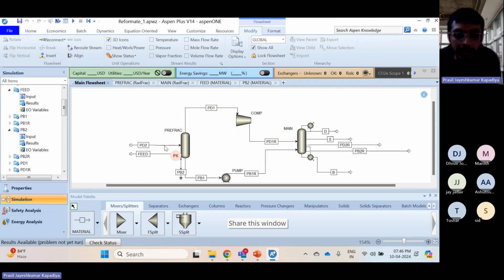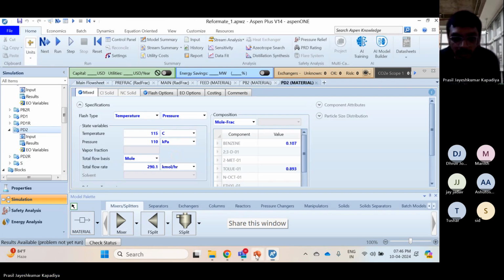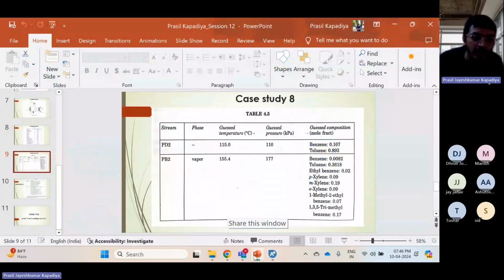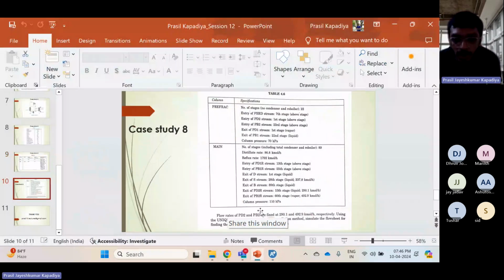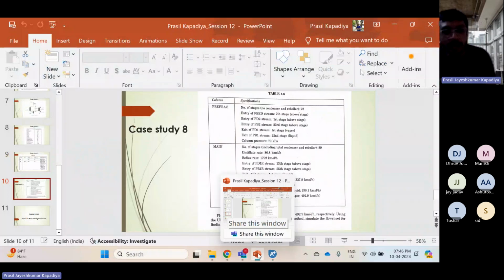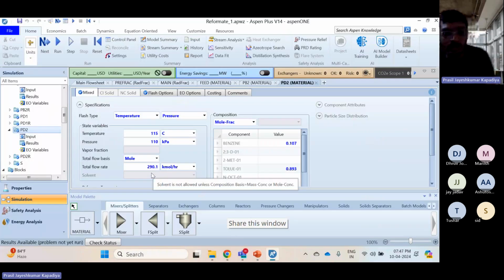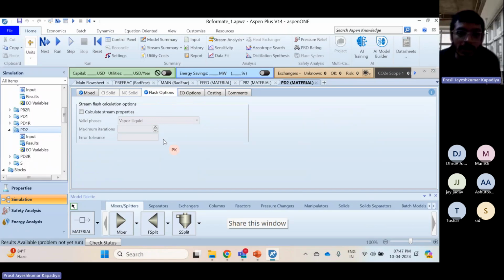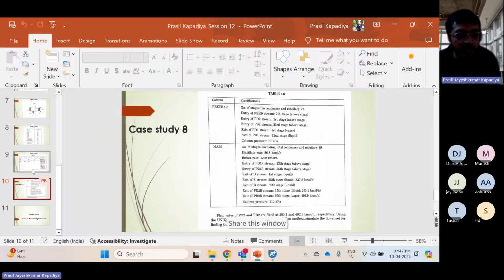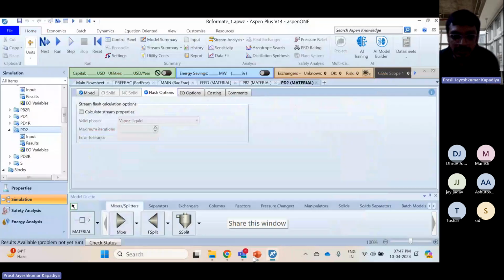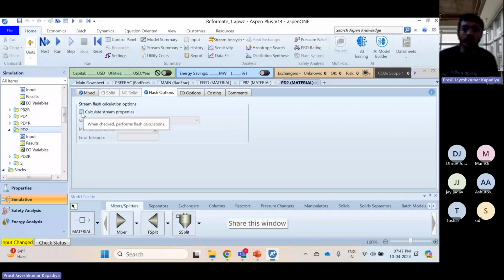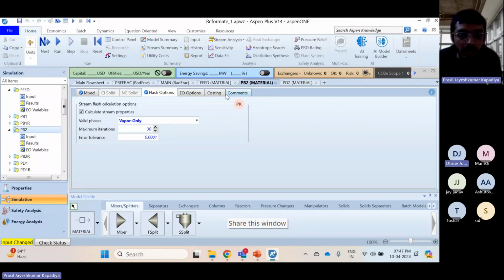On the other hand, for the PD2 stream, temperature is 115, pressure is 110 kilopascal. These molar fractions are given, and here the molar flow rate is 290.1 kilomoles per hour. So we added 290.1 kilomoles per hour. Here, no valid phases; we are not given anything, right? Here you can see nothing is written. So we will just uncheck this part. Earlier it was like this, so I just need to uncheck it. For PB2, it was vapor only.